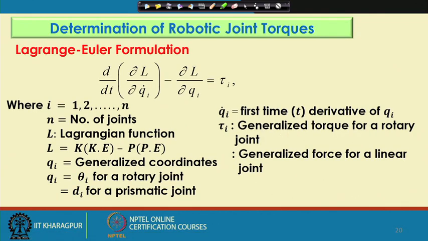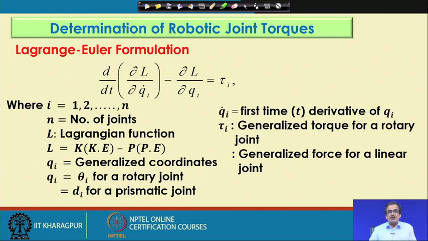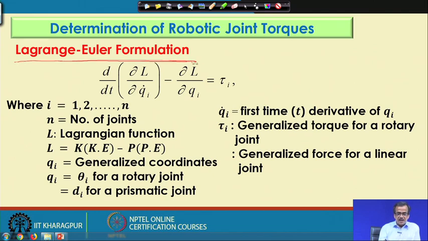And once you have got the inertia tensor, now we are in a position to determine the mathematical expression for the joint torque or the joint force. Now, here we are going to use the Lagrange-Euler formulation. Truly speaking, this is the Lagrangian method, the Lagrange approach.